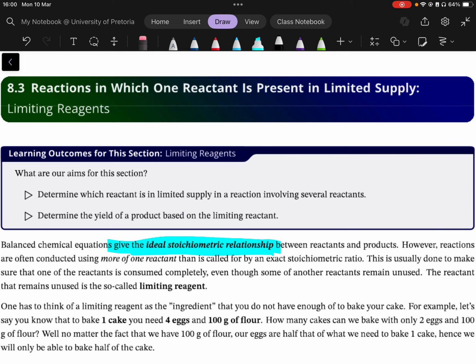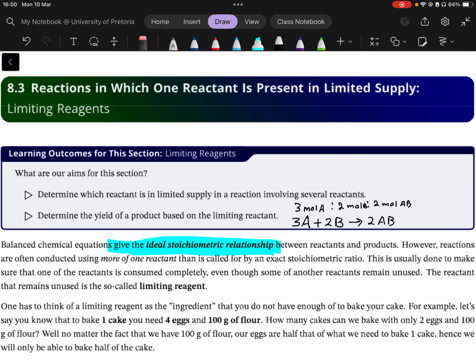So it says if you write something like 3A plus 2B gives 2AB, that tells you 3 mole of A will react with 2 mole of B to form 2 mole of AB, right? That's what our chemical equation tells us.